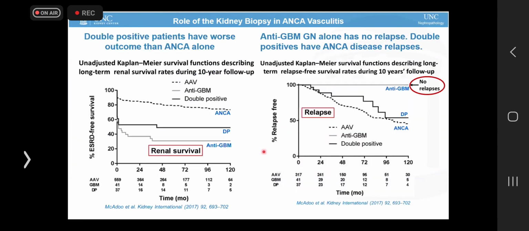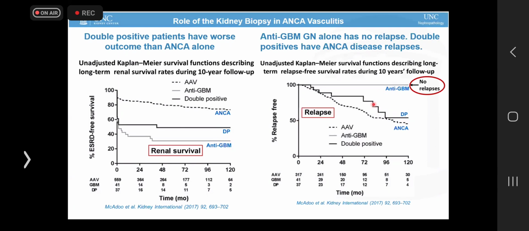So here's a nice series from Charles Pusey and his associates that compared renal survival and relapse in patients who had anti-GBM disease alone, which we know is the worst actor with respect to glomerulonephritis, ANCA disease, or double positive, ANCA positive and anti-GBM positive. The double positive patients have a more severe outcome, more in line with anti-GBM disease.